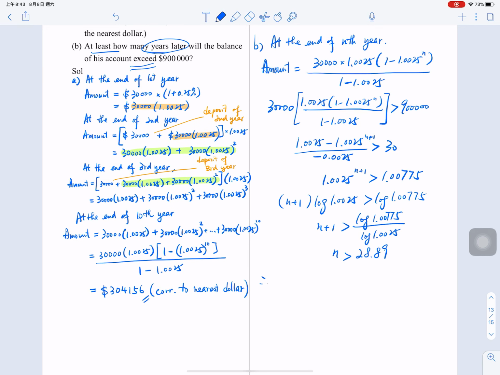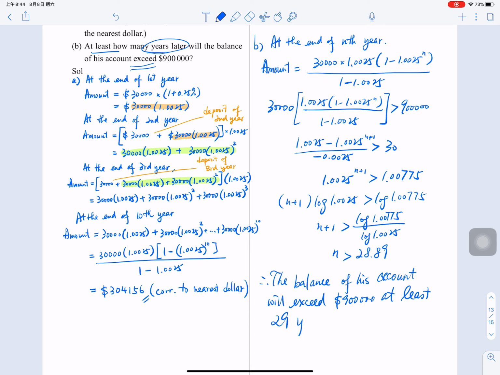Okay, so the balance of his account exceeds $900,000 at least how many years? Yeah, 29 years. Okay, 29 years later.